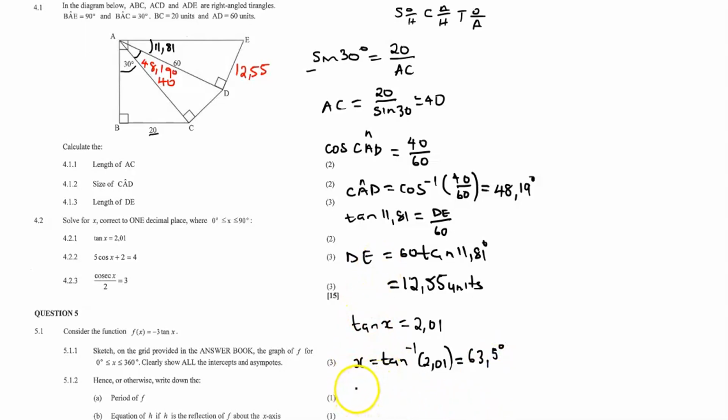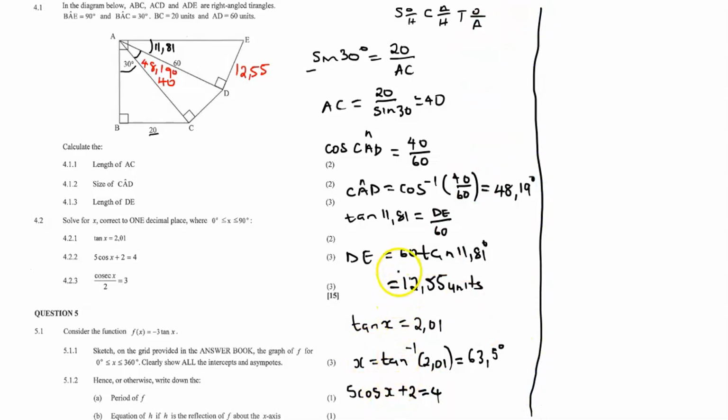Then we go on to the next one. It's 5 cos x plus 2 equals 4. Now with this one, you obviously have to make cos x the subject of the formula, and then you solve for x. So you transpose the 2 to that side. It's 4 minus 2, so you've got 5 cos x equals 2, and then cos x equals 2 over 5, and as long as it's less than 1, we can solve it.